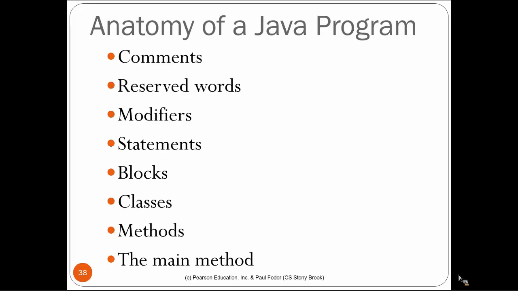One method that is special is the main method. The main method is the main entrance point of a program. When you run a program from the command line or in Eclipse, the method that gets executed is the main method. So today we are going to talk introductorily about all of these issues.